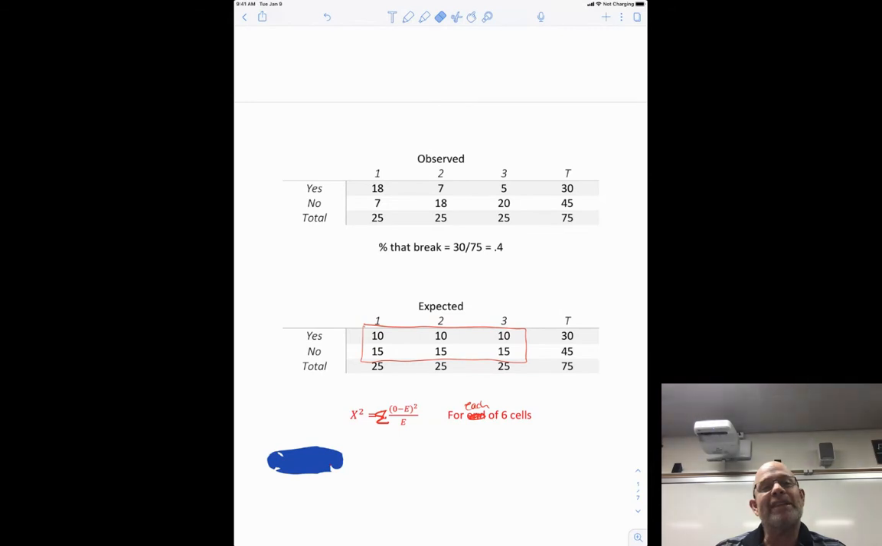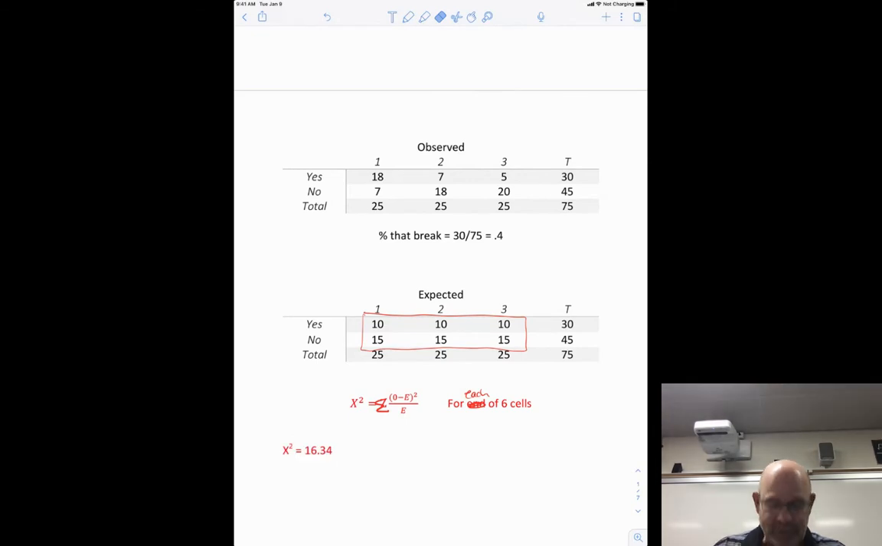The chi-square test statistic is found exactly the same way it was found in the last test. For each one of those 6 cells, we want to do observed minus expected squared over expected. So for now, what I would do is put the numbers 18, 7, 5, 7, 18, 20 as list 1, and 10, 10, 10, 15, 15, 15 as list 2, and then do observed minus expected. There's a quicker way that I'll show you in class next time we meet, but for now, you have to just do it manually at this point.